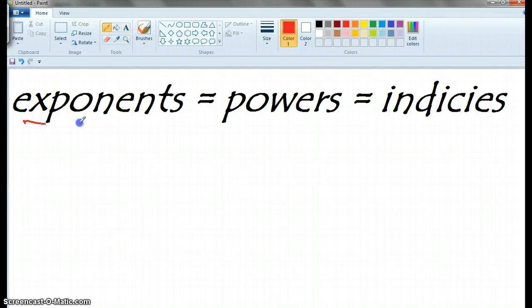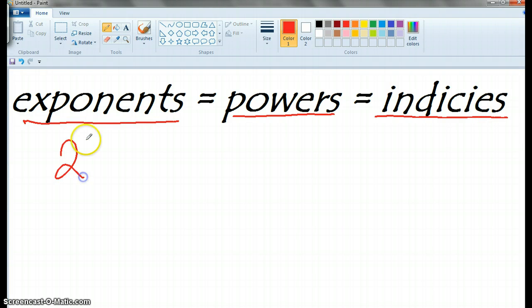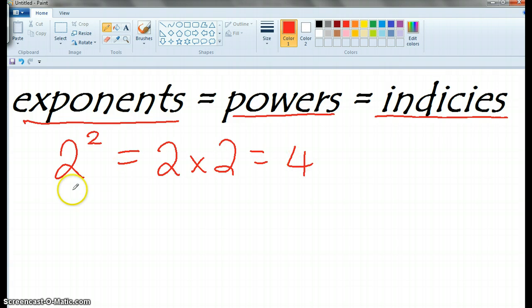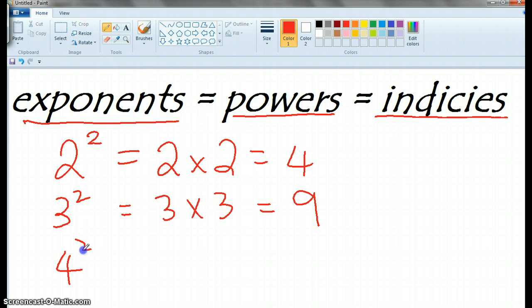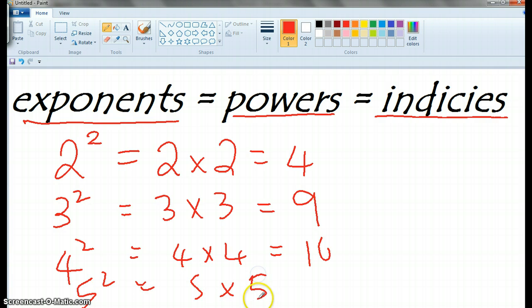Okay, so today we're learning about exponents, otherwise known as powers or indices. So if I said 2 squared, you know that is 2 times 2 equals 4. If I said 3 squared, 3 times 3 equals 9. 4 squared, 4 times 4 equals 16. 5 squared, 5 times 5 equals 25. Okay.